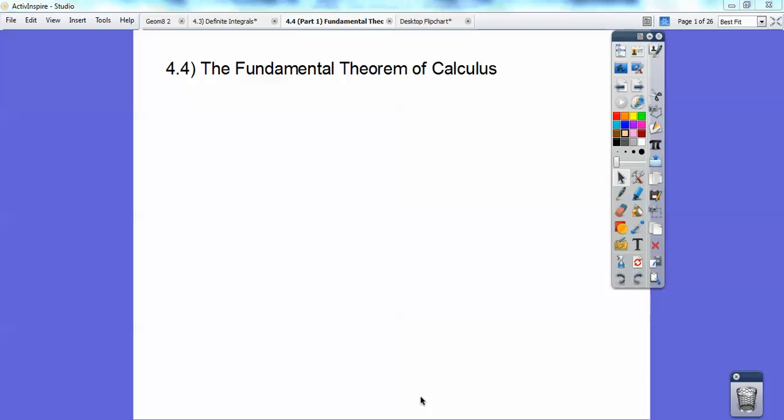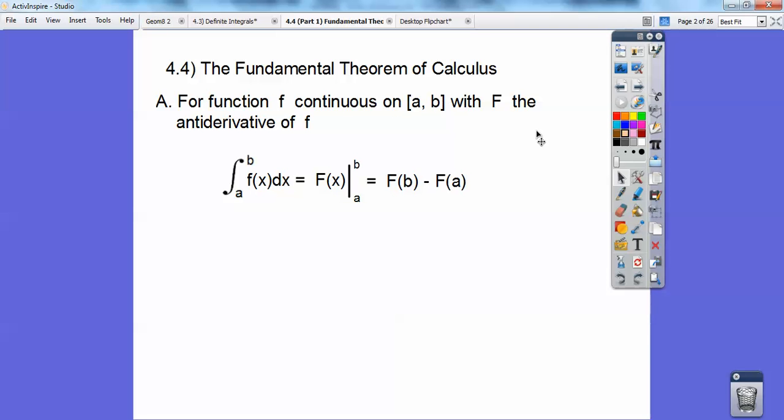Hey, gang, this calculus lesson is part one of the fundamental theorem of calculus, and we'll just go ahead and get started with it here. So for the function f continuous on a closed interval [a, b], with capital F the antiderivative of the function f, then the integral from a to b of f of x dx is the antiderivative F of x from b to a. Once you get your antiderivative, you plug in b first, you plug in a second, and you subtract those two.